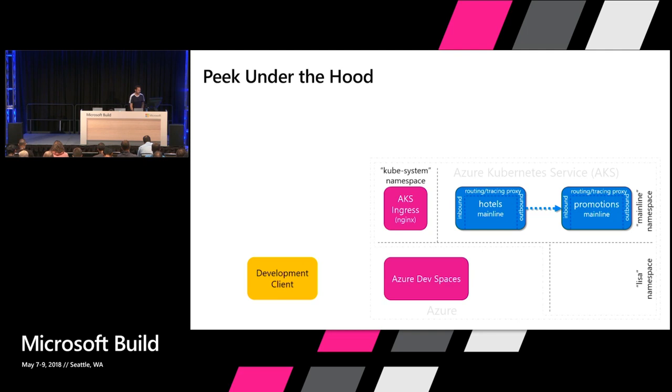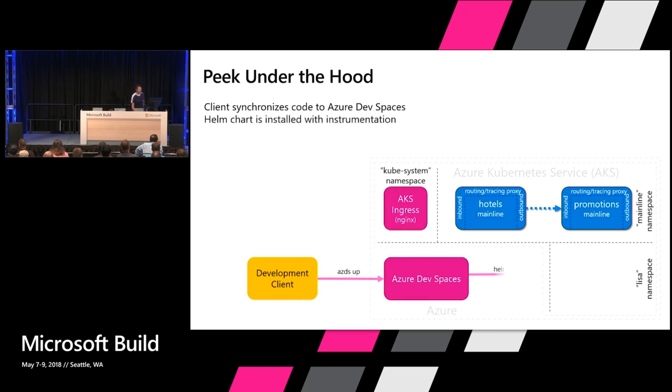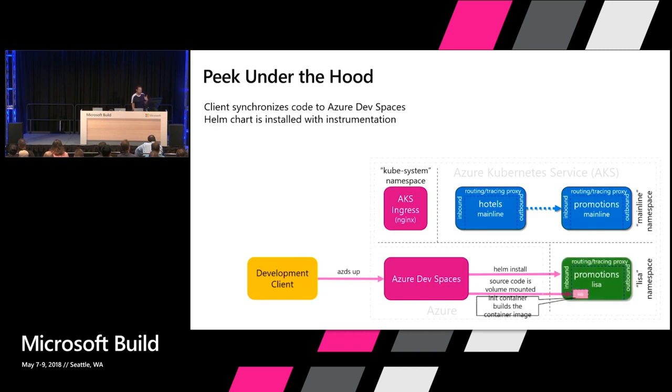AKS also has Nginx ingress already baked in. So what happens here? When I do up on the CLI or hit F5 debug in Visual Studio, code goes over to DevSpaces, which starts orchestrating things against the AKS cluster. It does a Helm install using the chart in your code to deploy the container in your space. Source code is volume mounted into that running container.